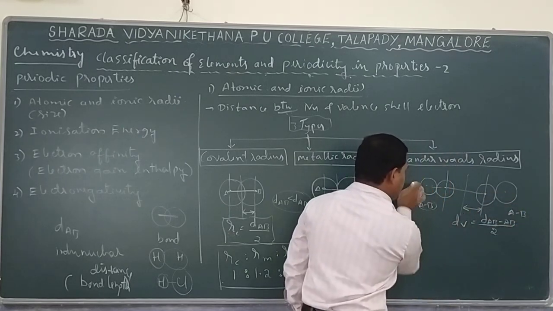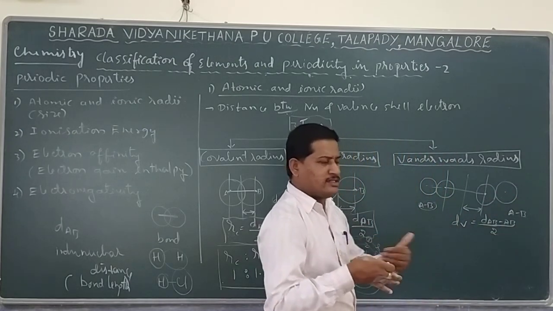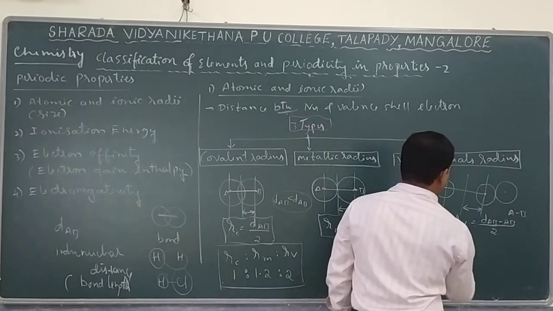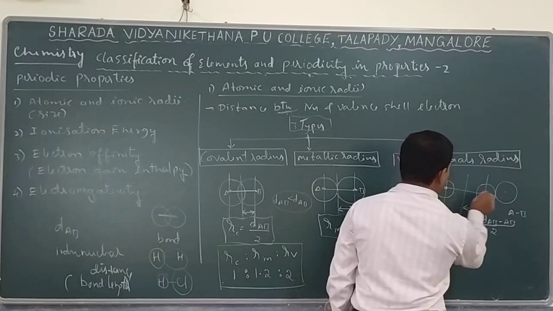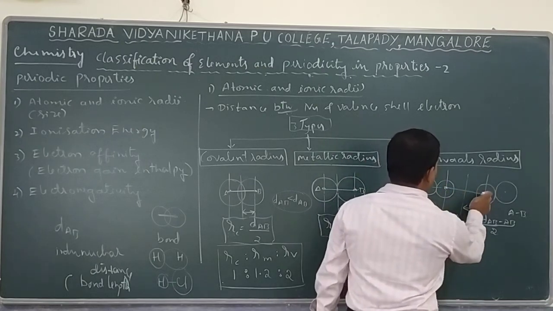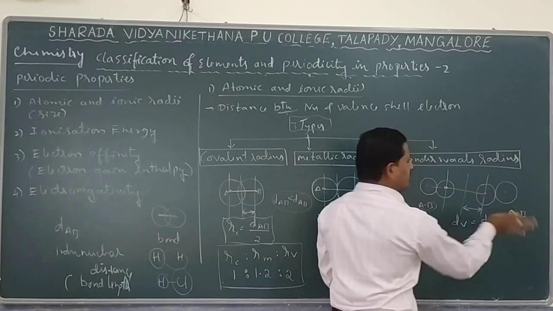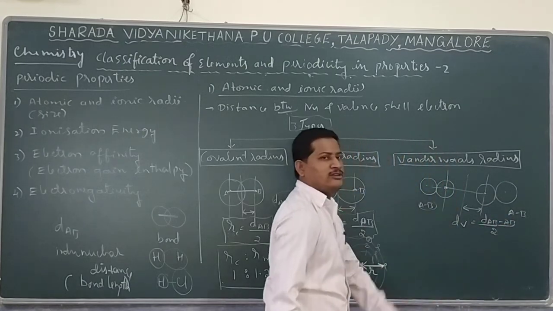So this is one AB, this is another AB. Between them there is no bond, just a force of attraction is present. So in that case, to measure the size or radius, we take the distance between the two nearest molecules, and that distance is nothing but the intermolecular distance. So here DAB is nothing but the intermolecular distance.